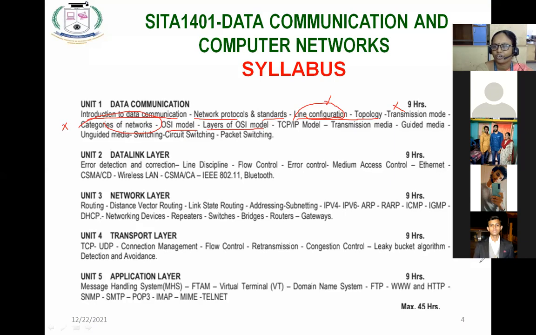We have completed introduction to data communication, network protocols, standards, topology, OSI model, and layers of OSI model. Have you understood? These are the topics we have covered. Any doubt on this? So why have I touched this OSI model now? You may understand these four layers we are going to study: data link layer, network layer, transport layer, and application layer. What layers are we not going to study in detail?